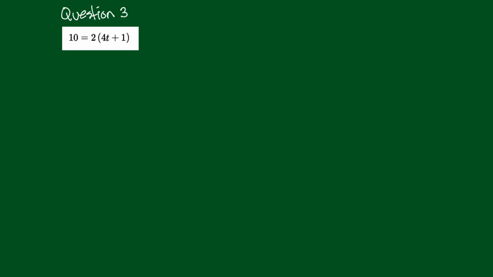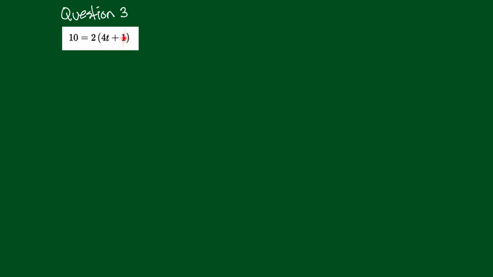This looks pretty much like questions 1 and 2, except the constant is on the left side now instead of the right side. But it doesn't matter. What I'm going to do is just what I did before. I'm going to solve for t. So how am I going to do this? I'm going to eliminate this set of parentheses. I'm going to multiply through by 2.